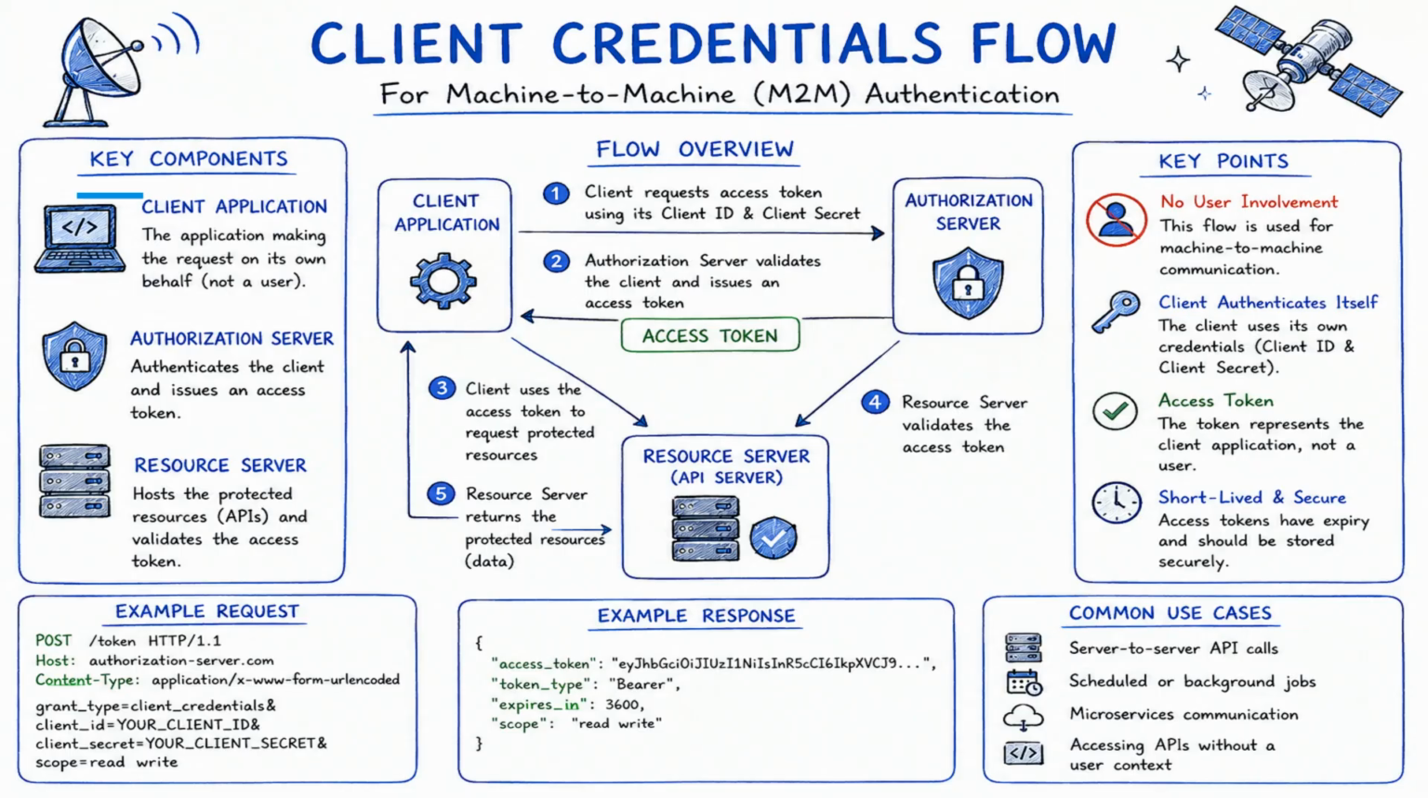The examples at the bottom show what a typical token request and response look like, while the panel on the right summarizes the key characteristics and common use cases. This flow is widely used for back-end services, scheduled jobs, microservices, and other automated integrations where secure server-to-server communication is required.